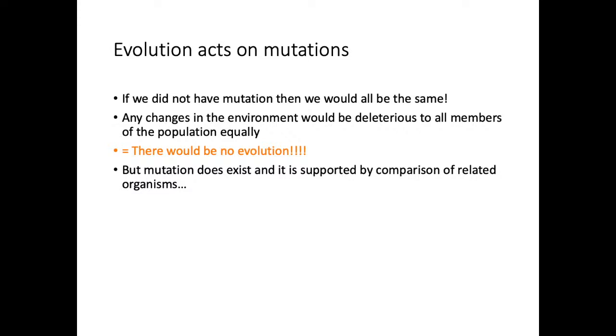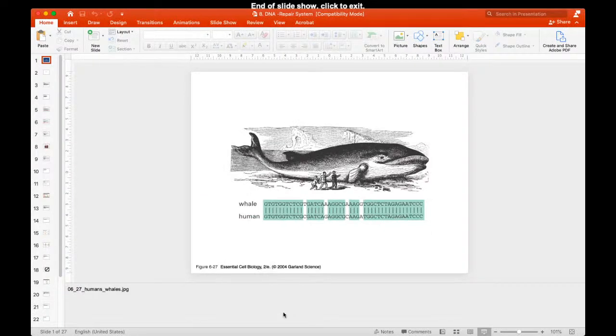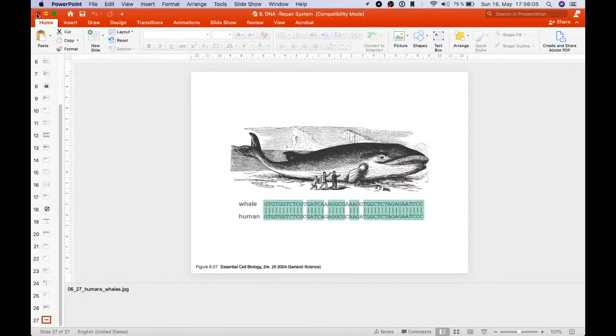But mutation does exist. It is supported by the comparisons of related organisms. This is showing a whale and human comparison of the genome, that it's almost similar, but we can see that whale size is so big and humans are so small. So that's it from the DNA repair system.